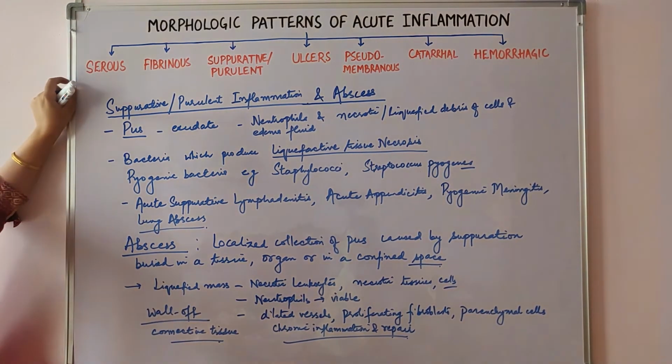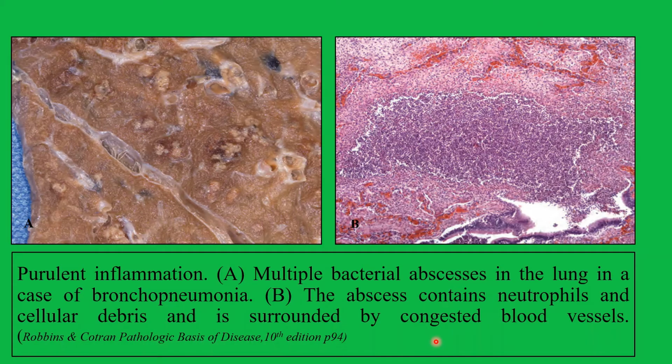Now let us see the morphology of suppurative inflammation. Purulent inflammation. Image A shows the gross appearance of multiple bacterial abscesses in the lung in a case of bronchopneumonia. These abscesses are produced by seeding of pyogenic bacteria into the tissues. Image B shows the microscopic appearance of an abscess. The abscess contains neutrophils and cellular debris and is surrounded by congested blood vessels. These are the congested blood vessels.